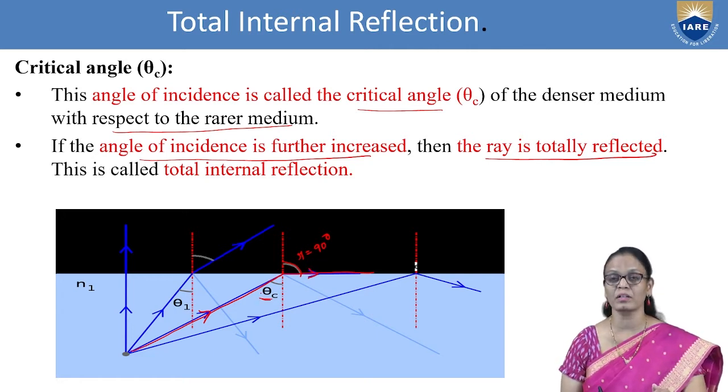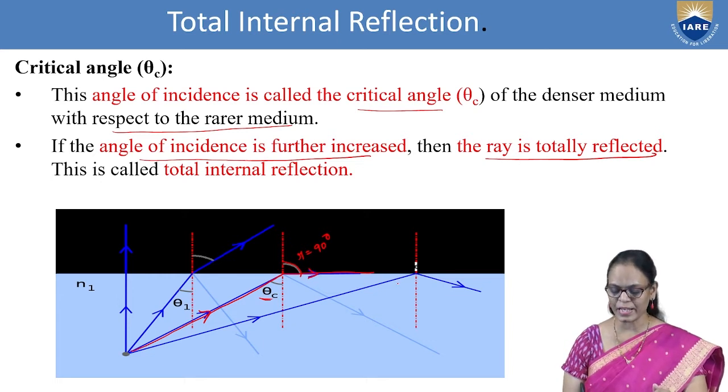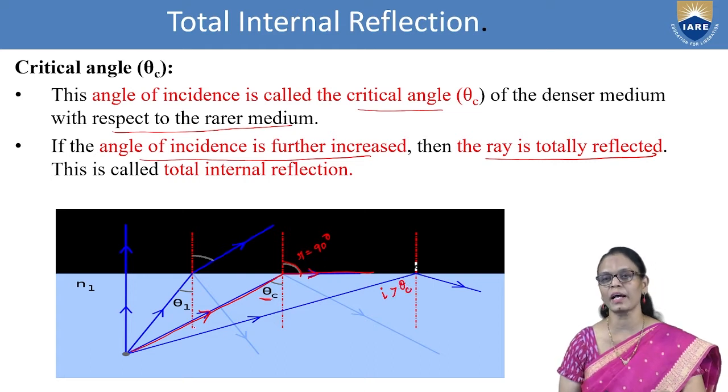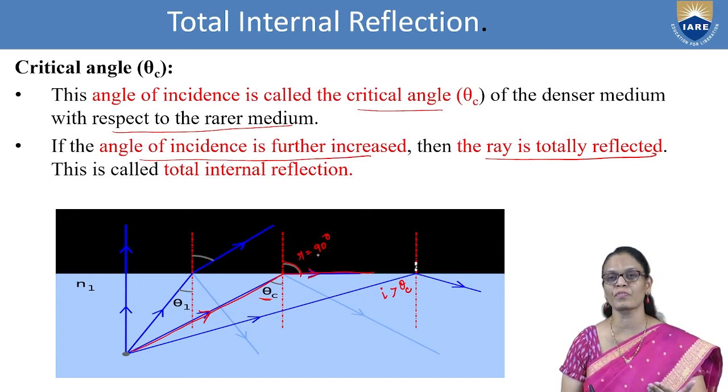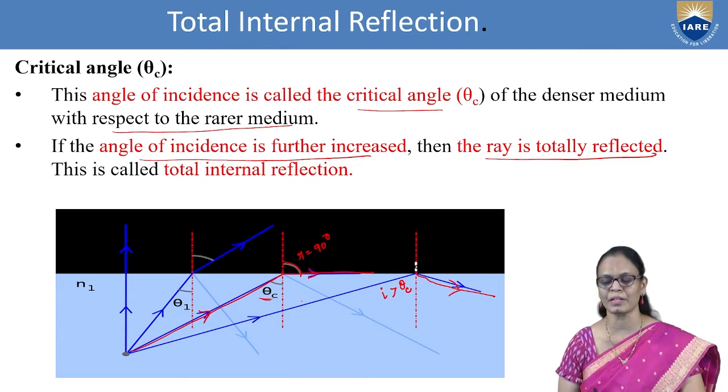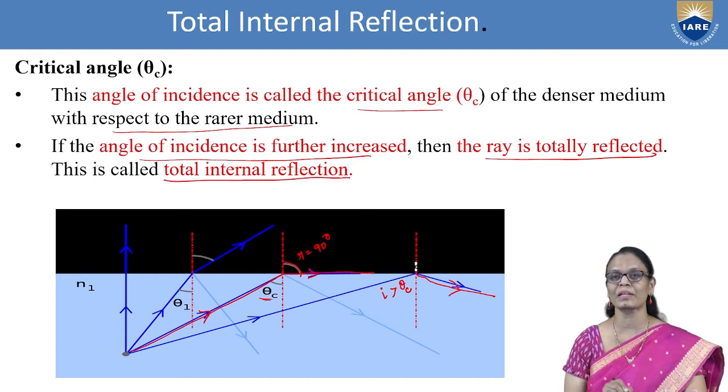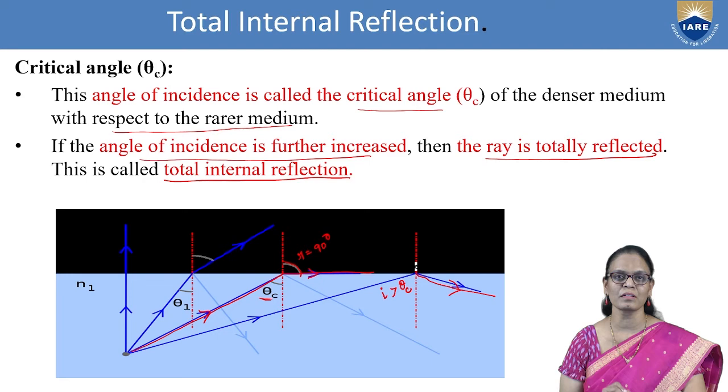Now, even after theta c, if the ray is incident at an angle greater than critical angle, so definitely the angle of refraction has to be more than 90, because as the angle of incidence increases, the angle of refraction also increases. So if I is greater than theta c, then R has to be more than 90, means the ray will get reflected back into the same medium. So we are calling it as totally reflected, and we are calling this phenomenon as total internal reflection.